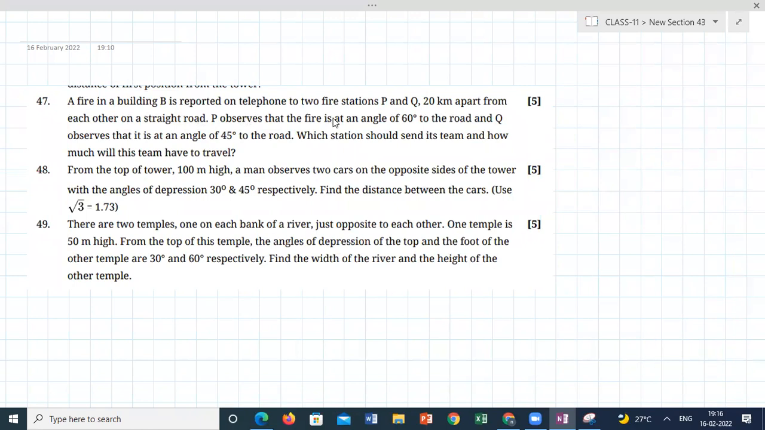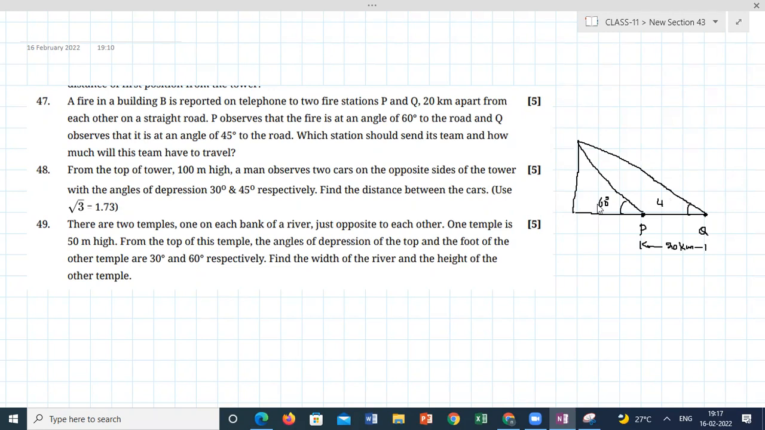If a fire in building B is reported to your telephone, you put two fire stations P and Q, 20 kilometers apart from each other. P observes that the fire is at an angle of 60 degrees and Q observes at an angle of 45 degrees. Now, this is a point P, this is a point Q, and this distance is how much, madam? 20 kilometers, correct? Yes, sir. So, now this is the situation. P observes that the fire is at an angle of 60 degrees, and Q observes at an angle of 45 degrees. Which station should send the team and how much should the team have to travel?